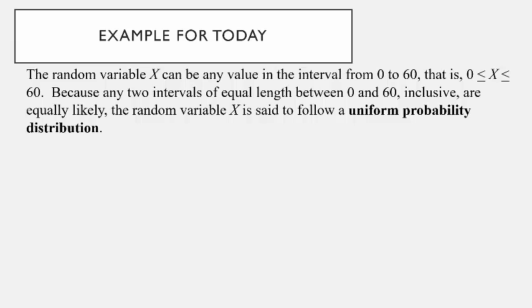Okay, so the random variable x can be any value on the interval from 0 to 60. That's why it's a continuous random variable. So this is what we know. The random variable x, I could wait between 0 minutes and 60 minutes. Think of this 0 as the starting value. We'll call that a. And think of this 60 as the ending value.